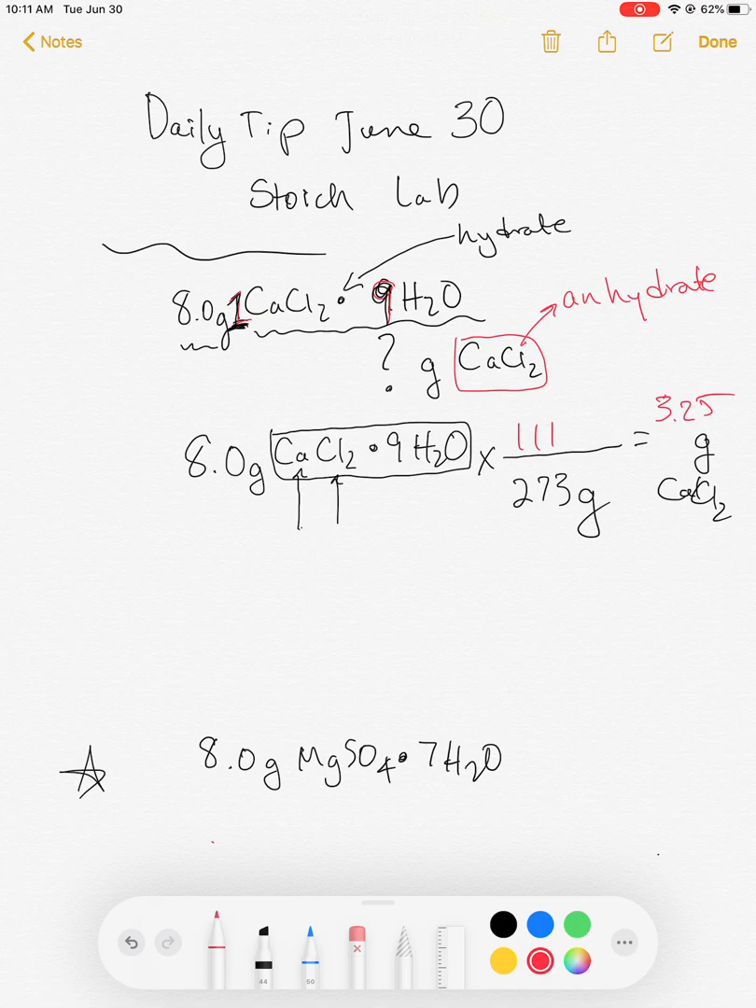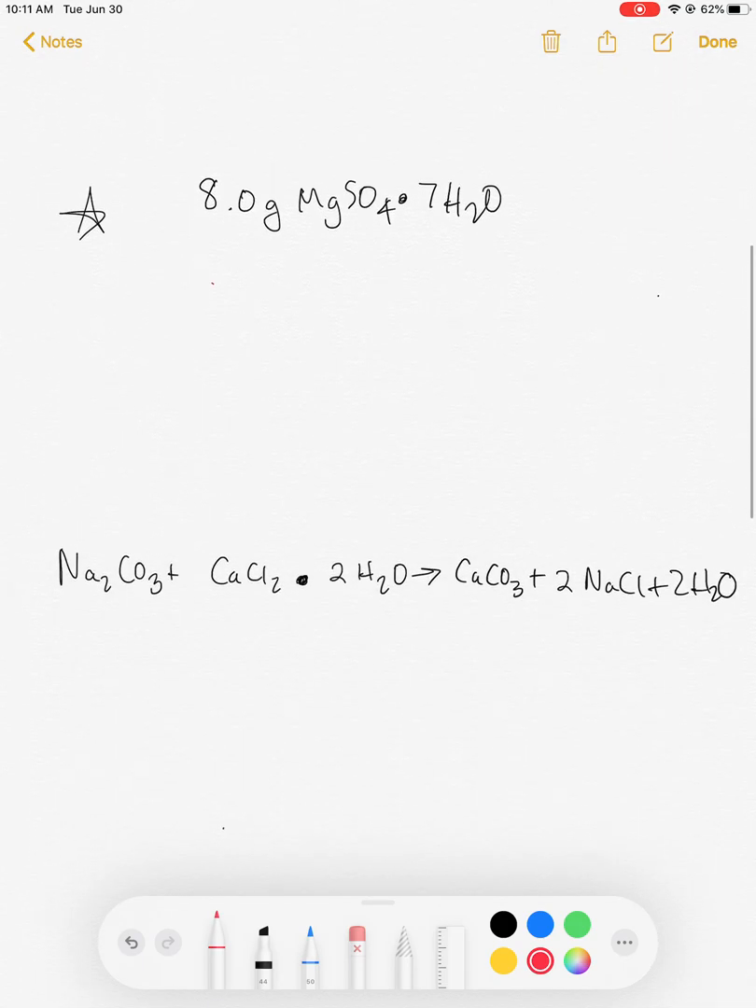So you could heat that up, measure it before, measure it after, and you could figure out how much you should have. Let's do the second example. Here's the magnesium sulfate heptahydrate, 7 waters for every 1 magnesium sulfate. So 8 grams of the heptahydrate.